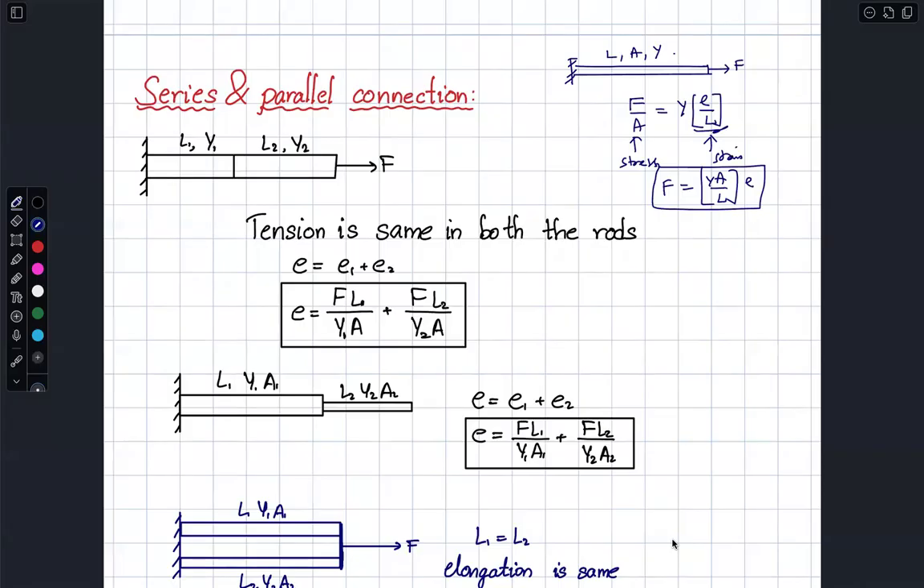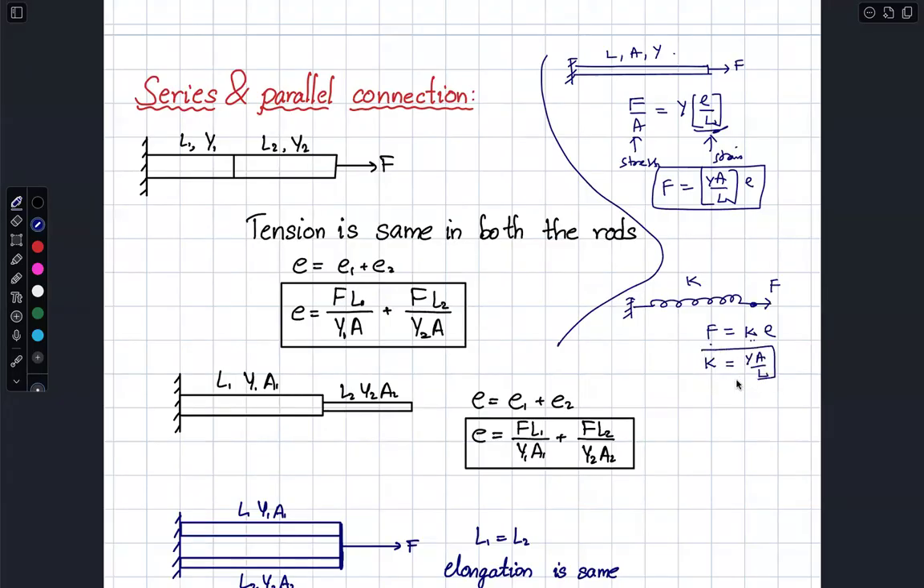Now you can see this situation can be replaced like a spring experiencing F force. In that case, you will write force is force constant, spring constant times elongation. So here the K term is like YA by L. So it is like comparing a rod to a spring.